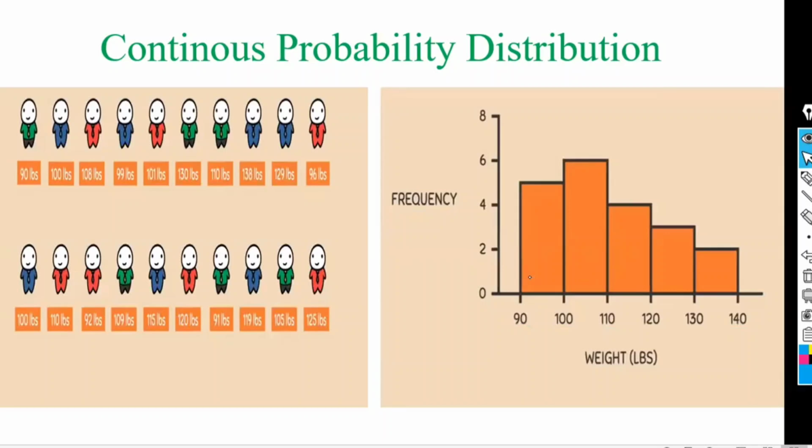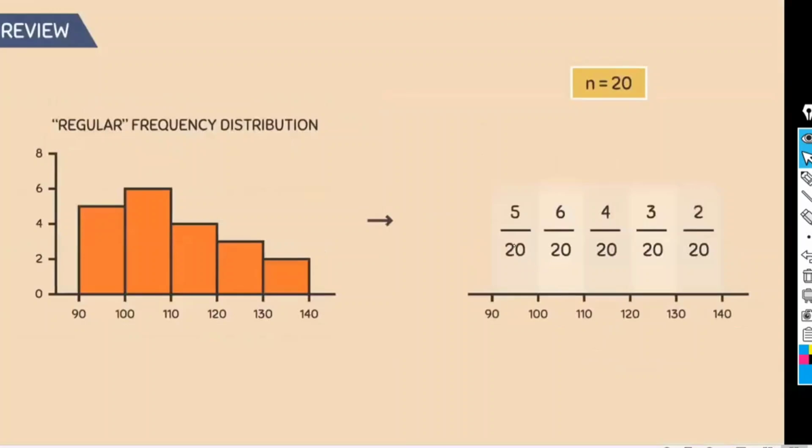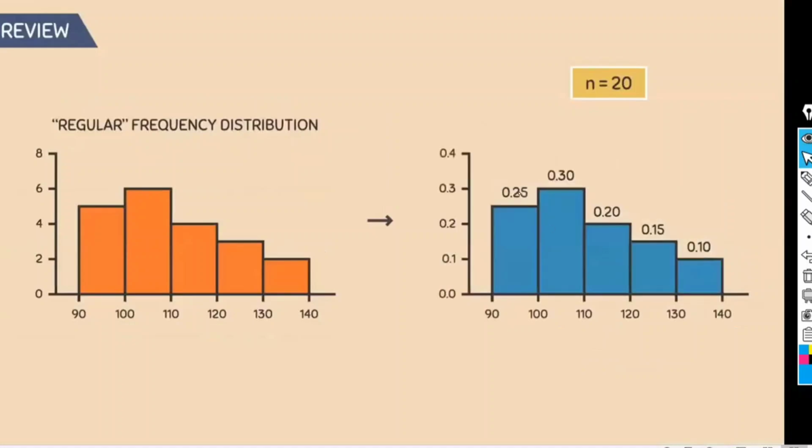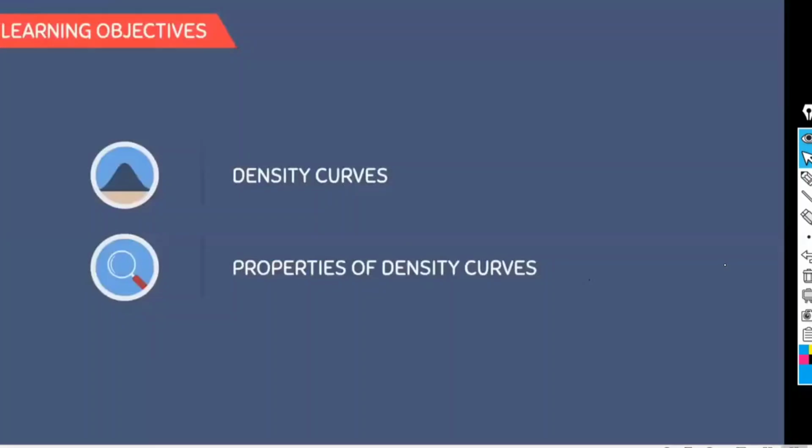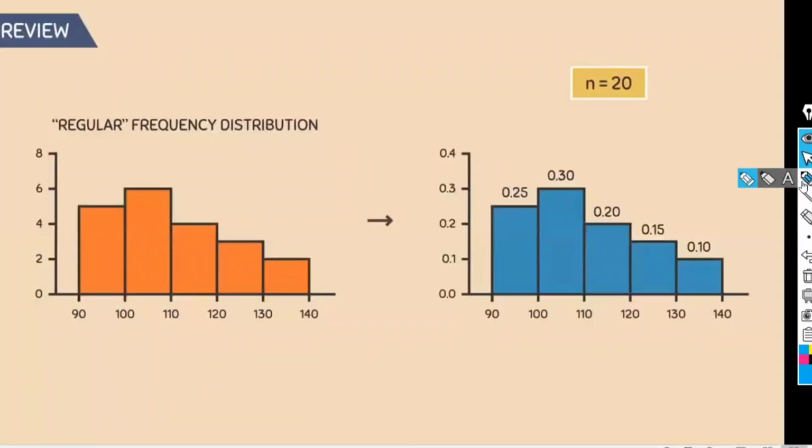Now if you convert this same thing to probability, for each of them you calculate the respective probabilities: 5 by 20, 6 by 20, 4 by 20, 3 by 20 and 2 by 20. Now if you have this on the y-axis, the probability, and on the x-axis the continuous variable, this is called a probability distribution. This is the frequency distribution. Left side is the frequency distribution, right side is the continuous probability distribution.